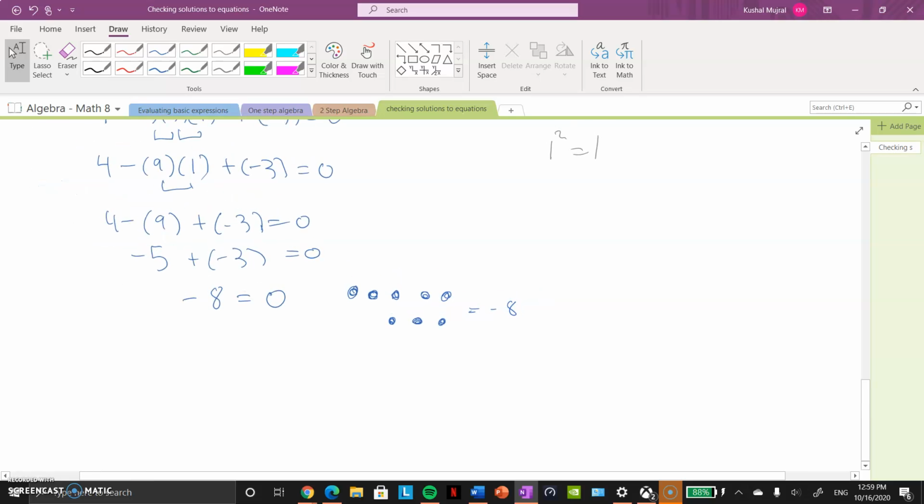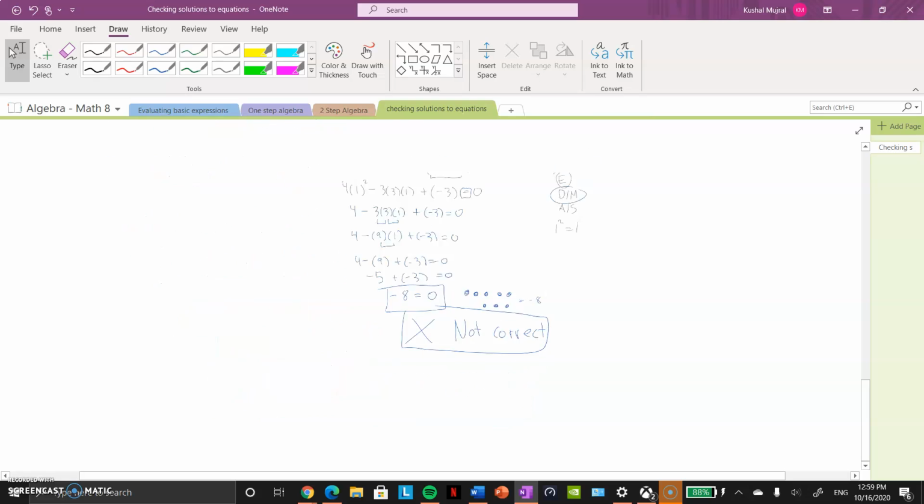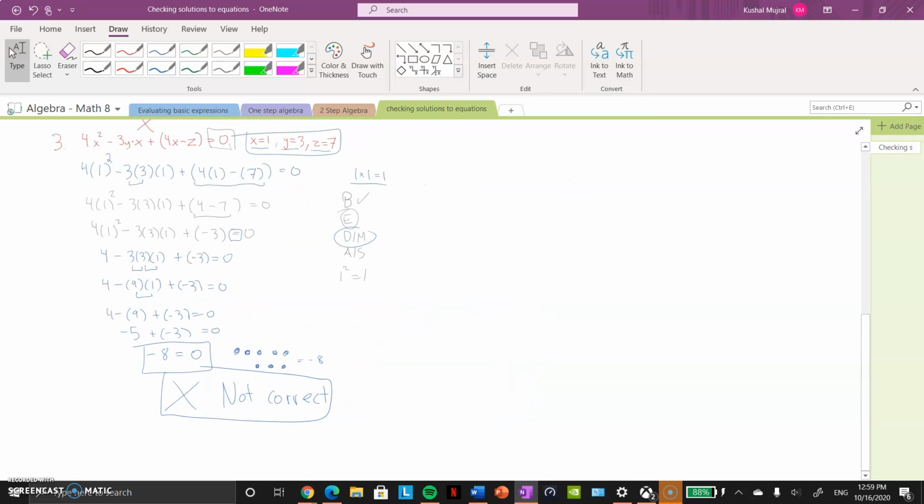And what do you have? This means that the answer is not correct. So, not correct because negative 8 does not equal 0. Okay? And that's checking solutions to equations.